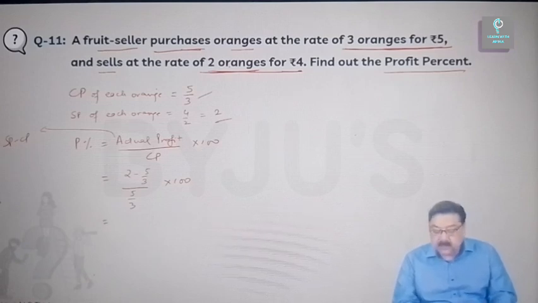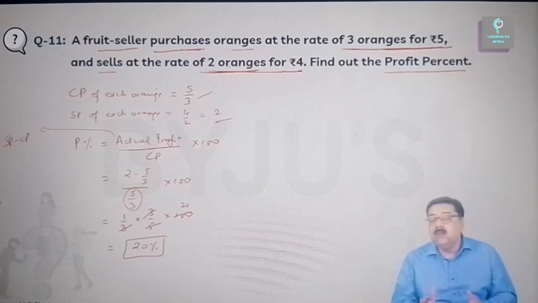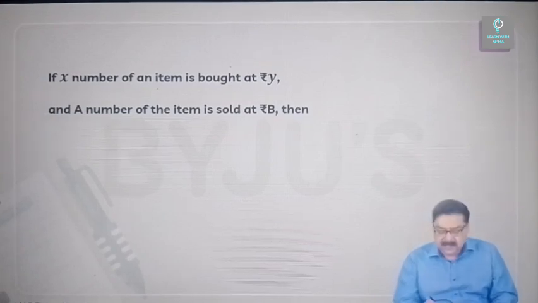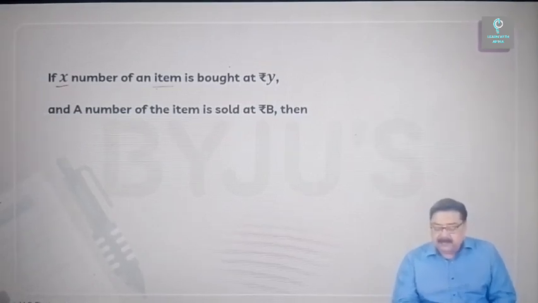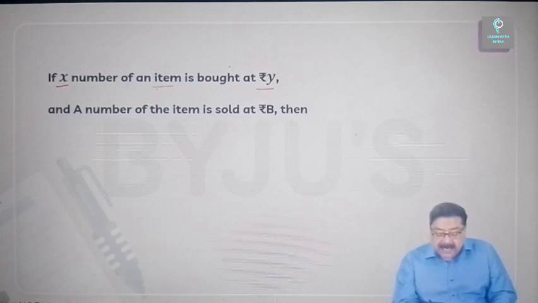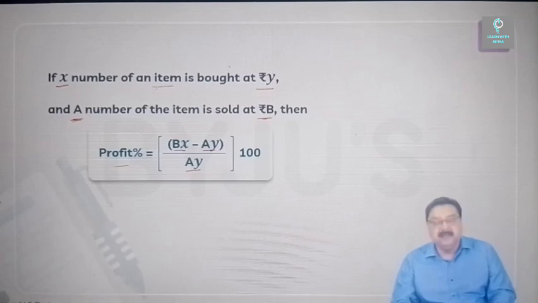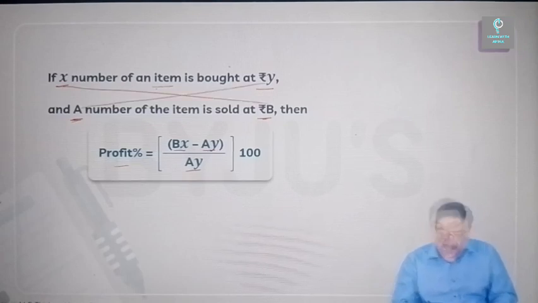So this shall become (6 minus 5) by 3, that is 1 by 3, into this 5 by 3 goes up. So 3 by 5 into 100. So 3 and 3 cancel. 5 and 100 cancel. So a profit of 20% is made. Now if you want a shortcut wherein you can avoid these calculations, you can simply use this concept. If X number of an item is bought at rupees Y and A number of the item is sold at rupees B, then profit percent is (BX minus AY) by AY into 100. So B into X, A into Y, that's all that you need to do.